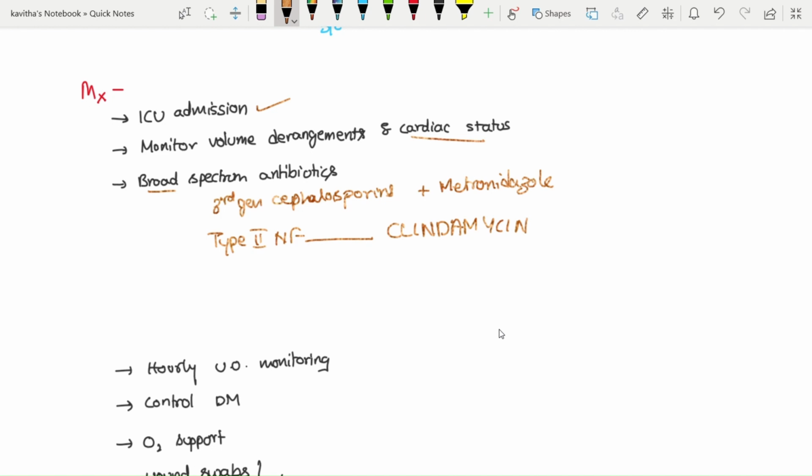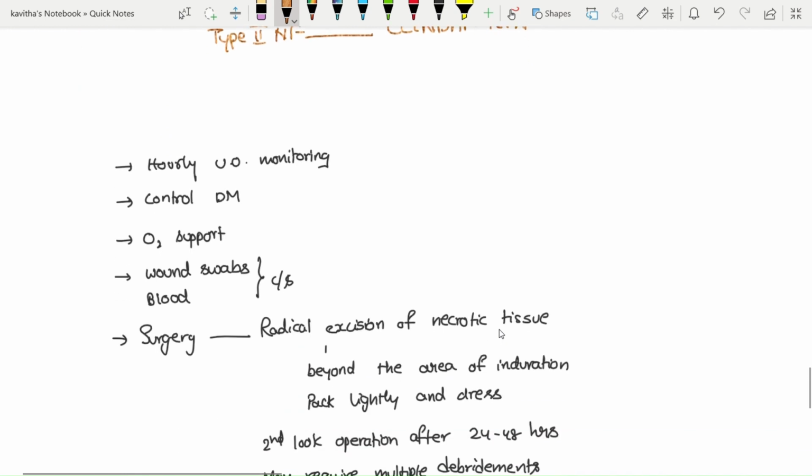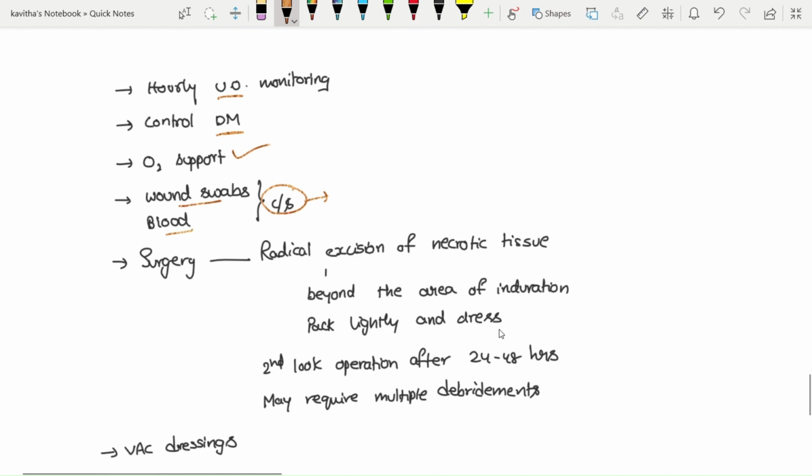Okay, and also you should catheterize the patient and monitor the urine output, and if the patient is diabetic, control blood sugars, and oxygen support is beneficial. You should also intubate the patient if required. Okay, do not forget to send the wound swabs and blood for culture sensitivity, because they help us in changing to the appropriate antibiotics in the later period of treatment.